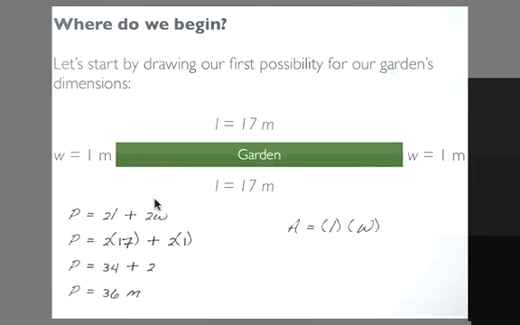Area is equal to length times width. So let's find out what the area of this garden is. Remember that we're trying to find the garden with the largest area possible. Our length is 17 and our width is 1. So we have an area of 17 meters squared.